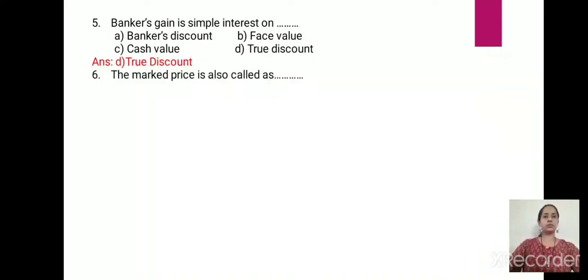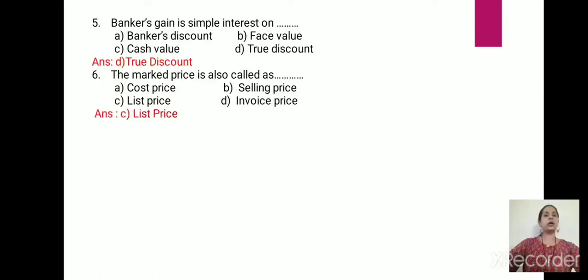Yes. Next example: the marked price is also called as. Now the marked price, what are the options? Cost price, selling price, list price, invoice price. Yes, marked price is called list price. And also there is one more. It is called catalog price also. So marked price can be called list price and also catalog price.